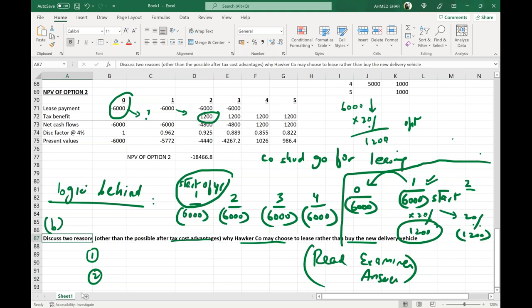Okay. So one reason why Hawker may choose to lease rather than buy: whole cash is not injected at once. In buying, all cash goes at once. In leasing, whole cash doesn't go. How can you elaborate it? This is advantageous for the company, that if you keep cash with itself rather than investing whole cash in the machine, you can invest this cash somewhere else to earn benefit.